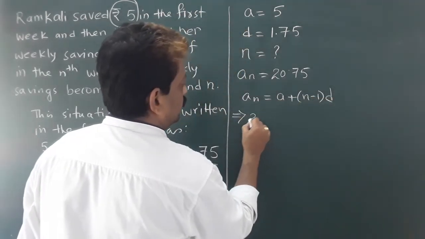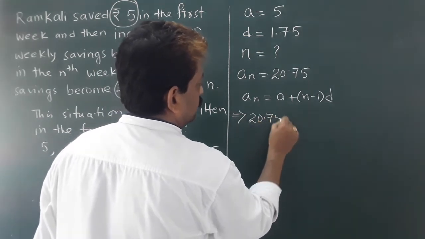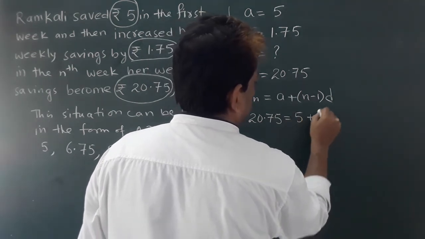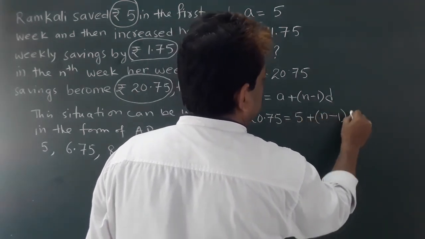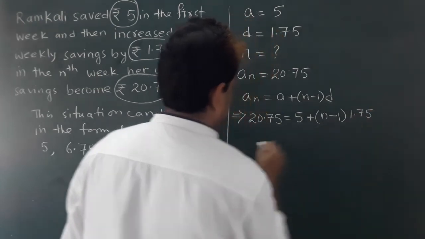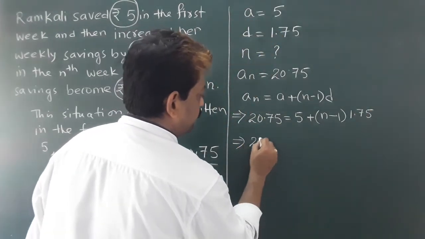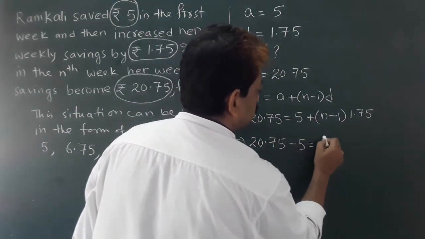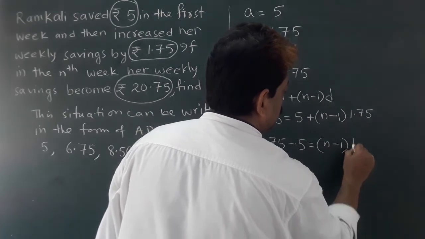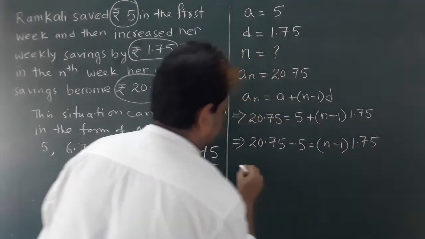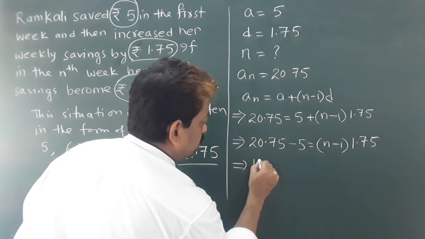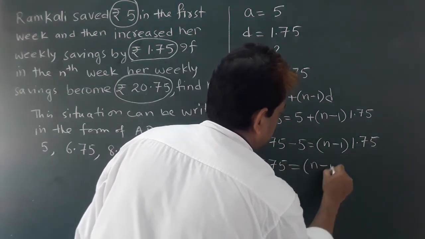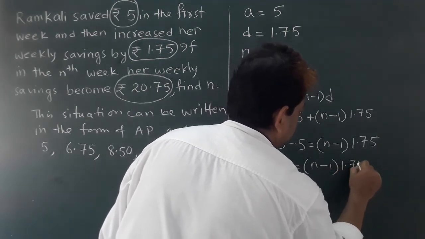20.75 equals to a, means 5, n we have to find, d is 1.75. So 20.75, this 5 will come this side, will become minus, equals to n minus 1 into 1.75, or this will be 15.75 equals to n minus 1 into 1.75.